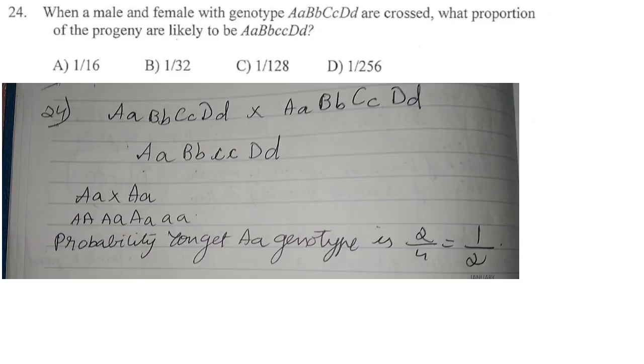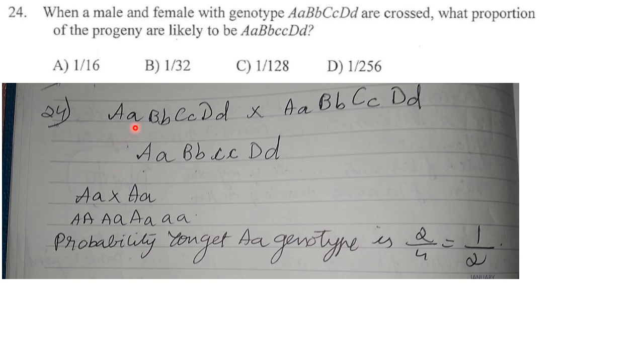Then next one. When a male and female with the genotype given there, capital A, small a, like that, you can see it, are crossed, what proportion of the progeny are likely to be of the given genotype? Here, this is crossed with the same genotype, or with itself. So you have to get a progeny with this combination for the genotype.